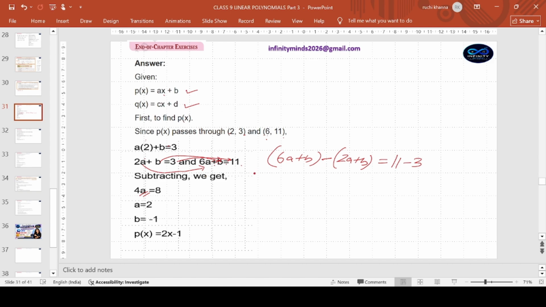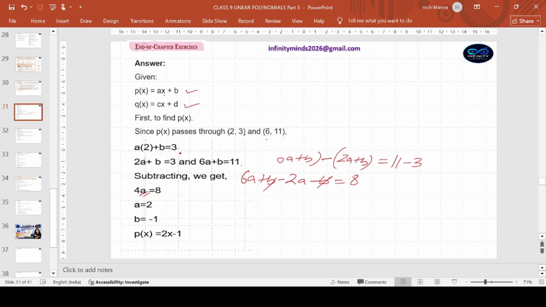So, bracket opening, it's 6a plus b minus 2a minus b is equal to 8. b cancels with b. 4a equals 8, a is equal to 2. Once your a is 2, a is coming out to be 2.